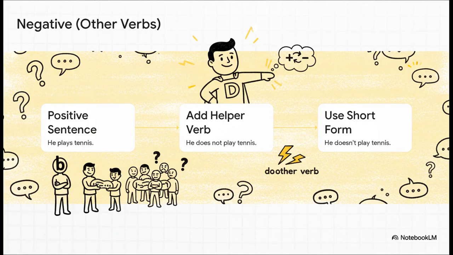Now remember how the verb be was so independent? Well, all these other verbs, they need help to become negative. They need a helper verb, which is do. So he plays becomes he does not play. Or, how we actually say it, he doesn't play.